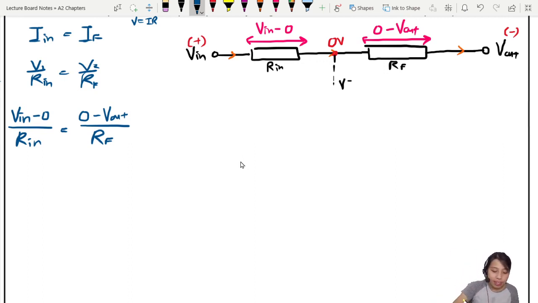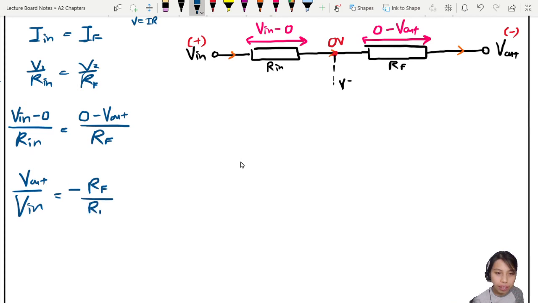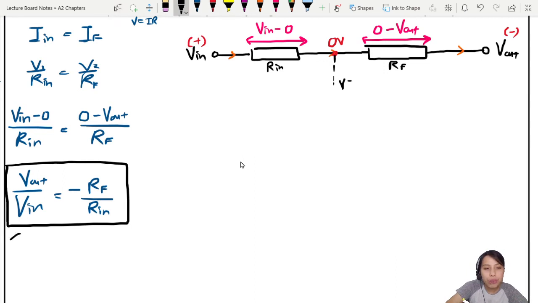So next step, we rearrange everything so that we have the equation for gain. So gain will be V out over V in, all the R put on one side. So that will be negative RF over R in. Ta-da! We have an equation for gain. If you want to calculate the value for gain, this is the equation for it. V out over V in is your gain. Gain, we often use the symbol G.